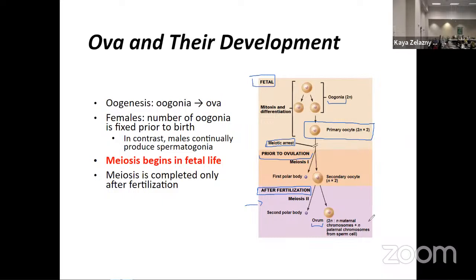until after fertilization. So this would be after intercourse, after a sperm has penetrated the ova, right? Only at that point are we actually going to trigger this second part of meiosis. So this is a more complicated process in many ways.